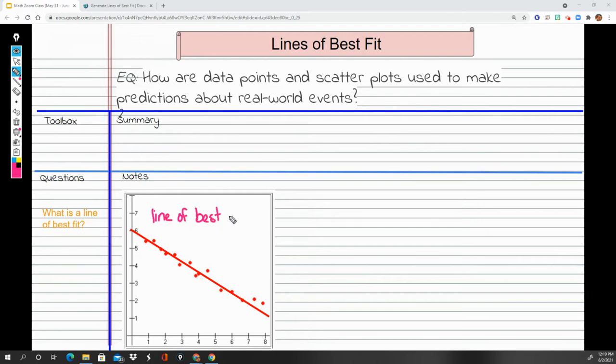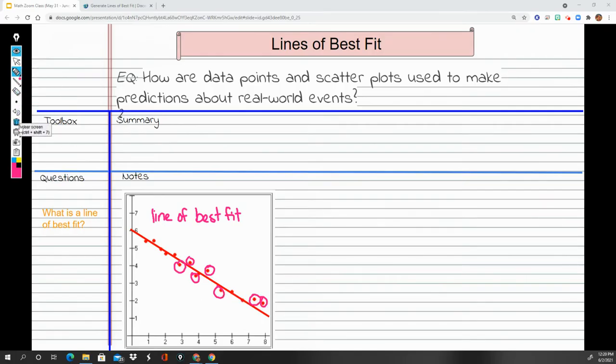And a line of best fit, if it's done right, you're going to have as many points on that line as you can while still having about the same number that don't fit on the line above it as you do below it, so that you want about the same number that are above and below. I think we could have a better line of best fit, but this is not too bad.